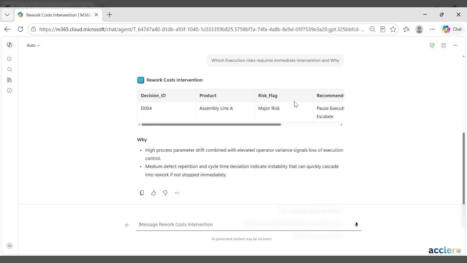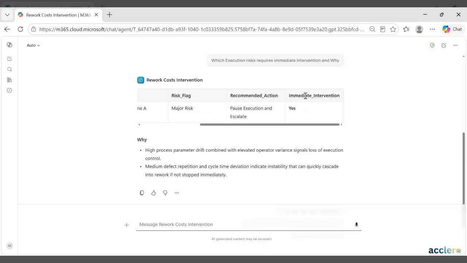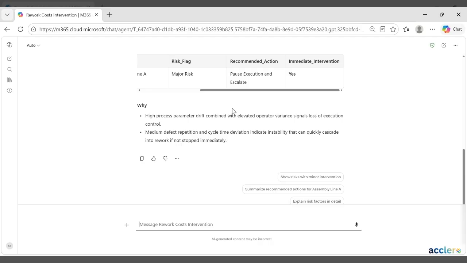So unlike the traditional approaches, which act after defects occur, this intervention happens during the execution, preventing the rework before it begins. So why is the immediate intervention needed? Because the high process parameter drift indicates that the process is no longer operating within a controlled range. At the same time, the elevated operator variance combined with the increase in defect pattern suggests that the execution inconsistency is compounding across the runs.